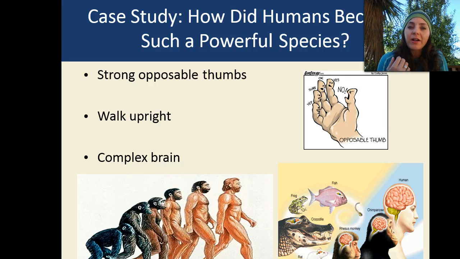I also walk upright, which allows me to look around, be more observant of my environment. And I have a very complex brain. I can think and I can problem solve. I can look at something, think about it, and figure out how to fix it. How do I get from here to there? Or I have these ingredients. How do I combine them to form something else? So my large complex brain allows me to think and solve problems. That's how we became pretty much the most powerful species on Earth.